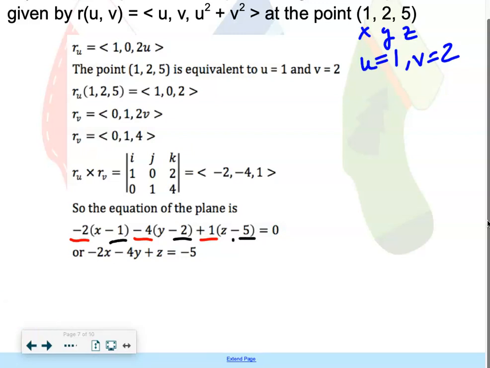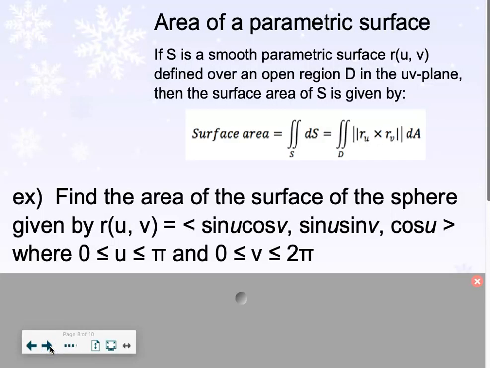Yeah, Laura. We can just leave it in. Yes, you can leave it in either form. Okay. All right, let's do another. Are there questions on this before we move on? R sub U, R sub V, plug in, cross product. Okay. All right. One last little topic, which is area of a parametric surface.